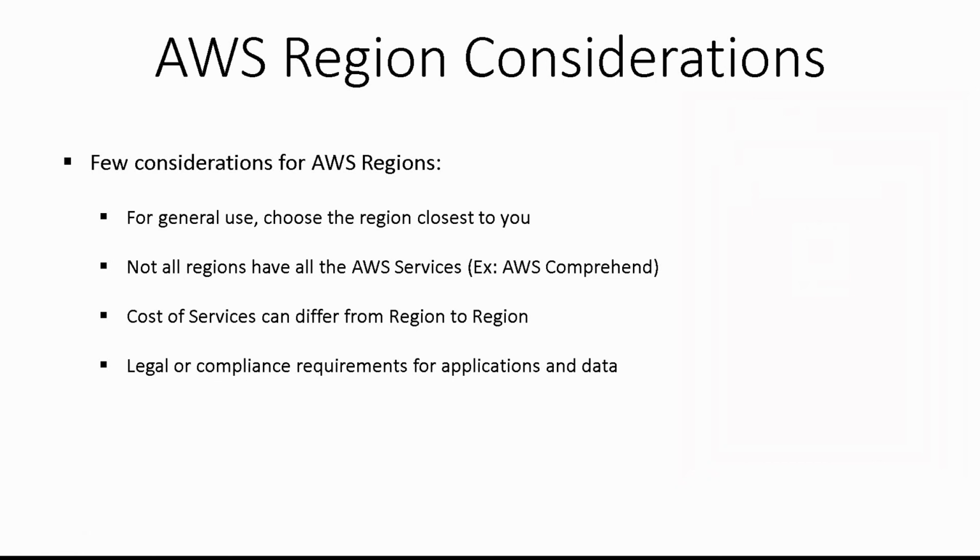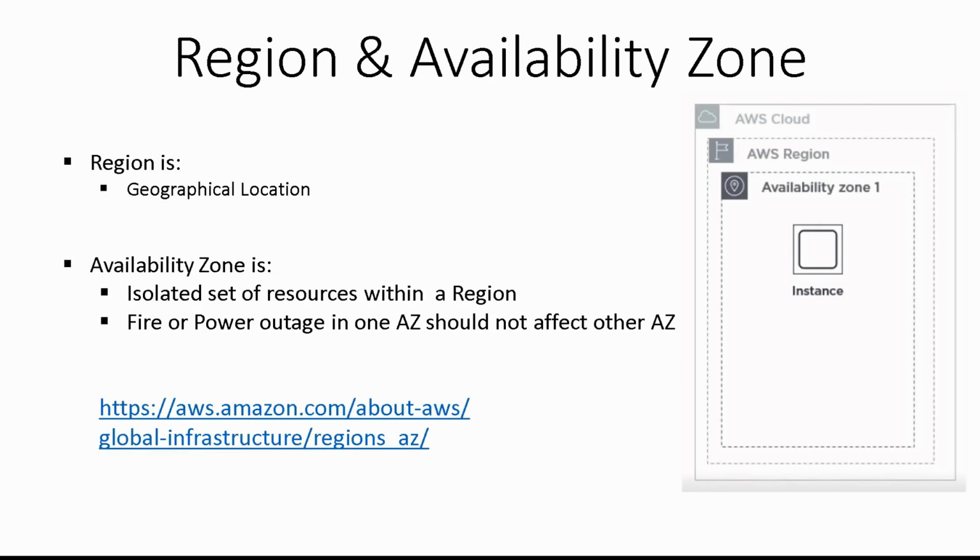Sam, one quick question. What is the minimum distance they are maintaining between the availability zones? I mean, there's no hard and fast rule, but generally 100 miles minimum. That is what the documentation says. But again, there's no hard and fast rule that it should be 100, but generally 100 miles away. Okay, thank you.